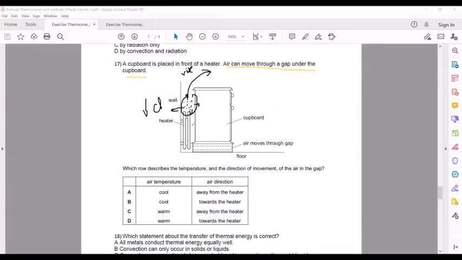So now there are few particles here, so a cold air molecule will move towards the heater. Which row describes the temperature and the direction of the movement of air in the gap? So which air is moving? The cold air is moving towards the heater because the hot air is rising up. And what is the direction of this? It is towards the heater.